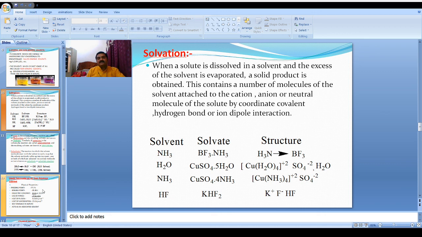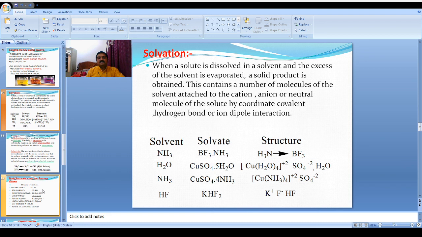You know the three types of bond: ionic bond, covalent bond, and the third one, coordinate covalent bond. The definition of ionic bond: two oppositely charged ions held together by electrostatic force of attraction is known as an ionic bond, and the well-known example is sodium chloride.